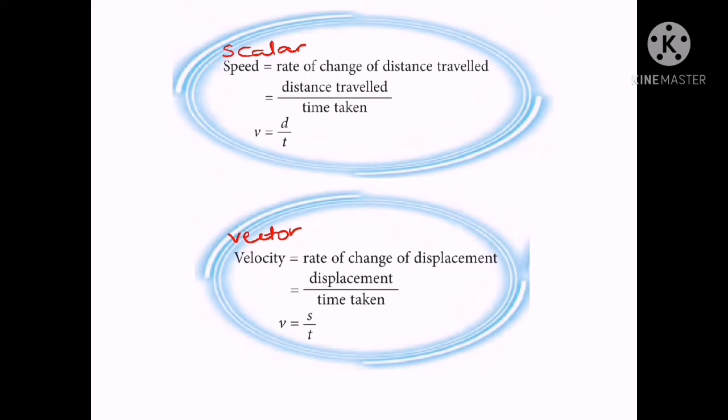Why? Because if you look at the formula here, speed is rate of change of distance, and distance is also a scalar quantity. And for velocity, it means rate of change of displacement, and we know that displacement is a vector quantity. So velocity would also be a vector quantity. Now, let's look at the formula for speed. Speed would be distance traveled divided by time taken. And velocity is simply displacement divided by time taken.